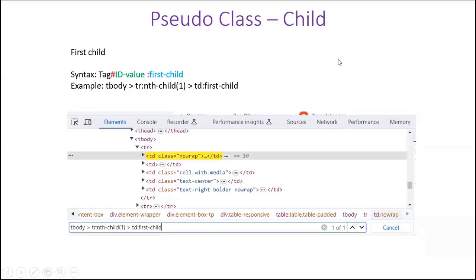So next we have a pseudo class, like child pseudo class. By using this approach, we can find the child of any element. So you can see it will give us the first child. Syntax is tag. We can use has ID value, or we can use some class or other attribute, like square bracket attribute and value. And then this is the first child. So if we are using first child, then it will give us the first child of this element.